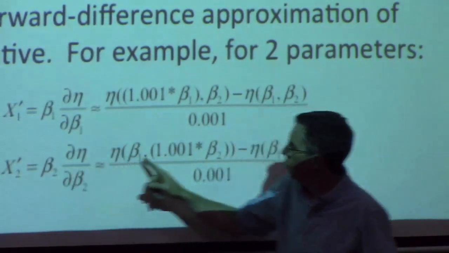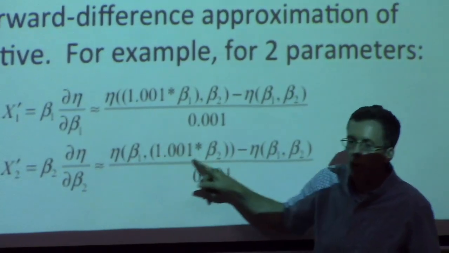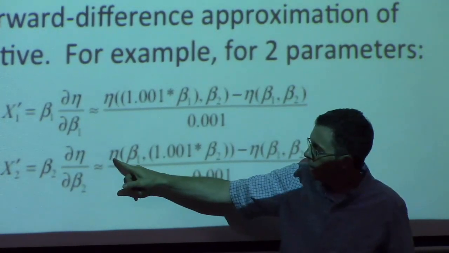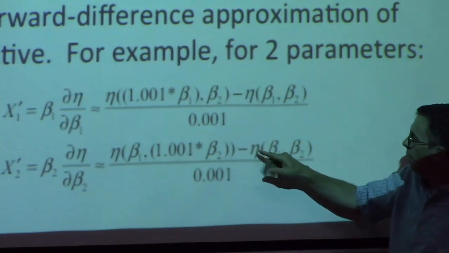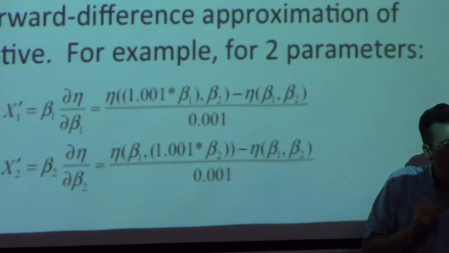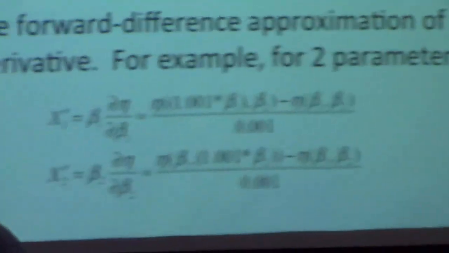For beta 2, you do the same thing. You keep beta 1 constant. You do a small perturbation change in beta 2. You calculate your model, and then you subtract the model when there's no perturbation. And then you divide by that small perturbation. So now you can see how sensitive the model is. So let me show you that.